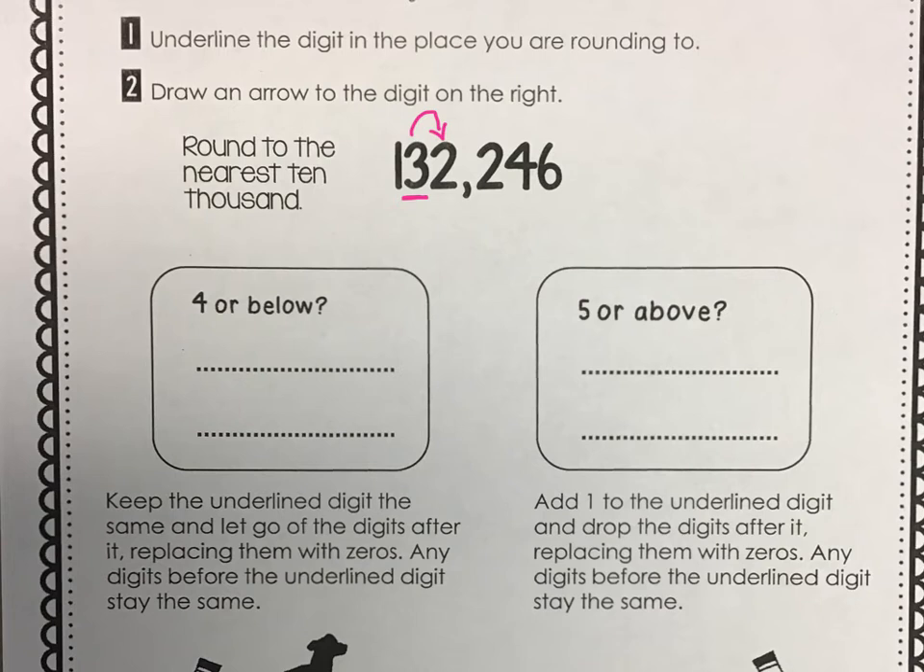All right, so there's a little rhyme that you can think of. 4 or below, let it go. 5 or above, give it a shove. So y'all get that written. Okay, so let's talk about what this means.